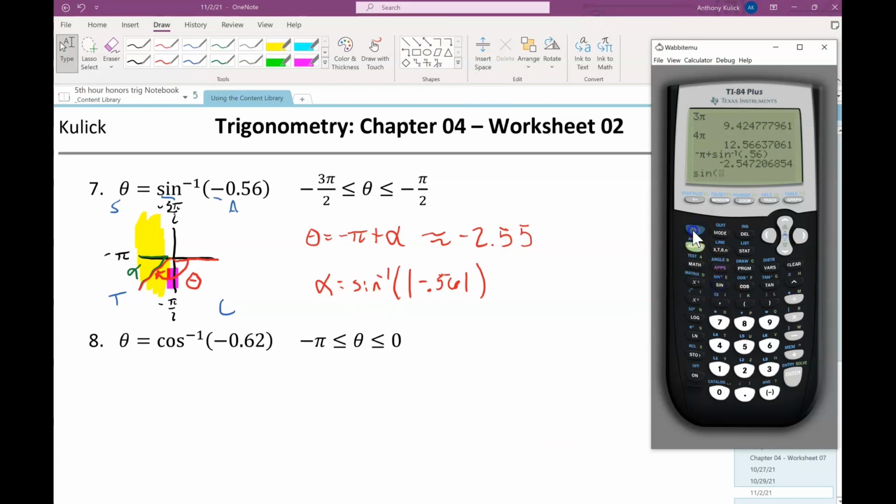So sine of that needs to give me negative 0.56, which it does. That number needs to be bigger than negative 3 pi over 2, which it definitely is, and it needs to be smaller than negative pi over 2, which it definitely is.